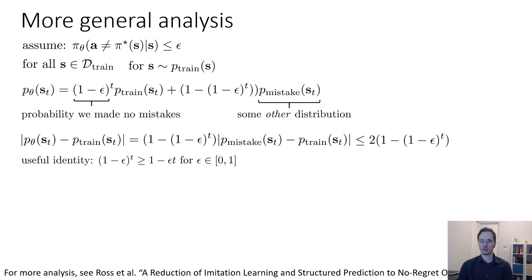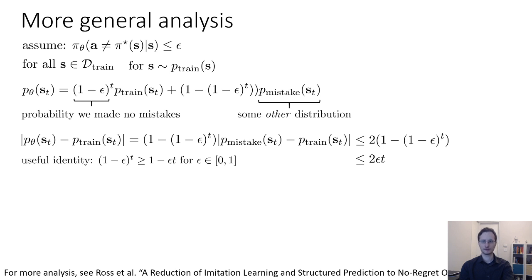A useful identity that we can use to simplify this is that (1 - epsilon)^t is greater than or equal to 1 - epsilon t if epsilon is between 0 and 1. And we know that epsilon is between 0 and 1 because epsilon is a bound on a probability, and probabilities are always less than 1 and always positive. So we can write a simpler bound for this by turning this into 2 epsilon t. We don't have to do this. This is a looser bound, but it's just convenient to remove the exponential and to give us an understanding of the big O magnitude of this.